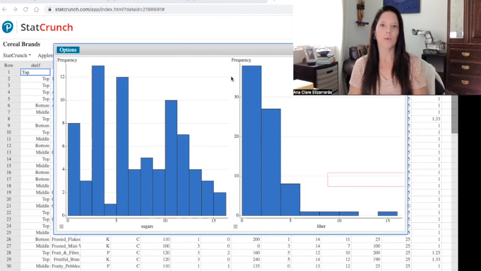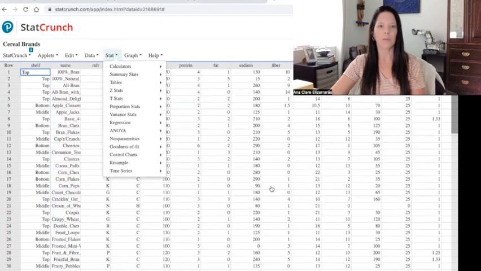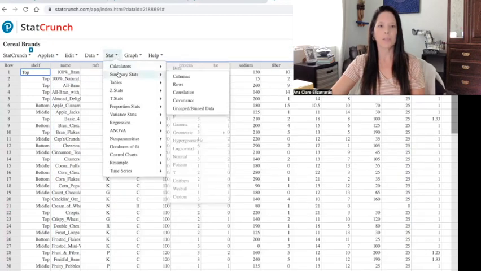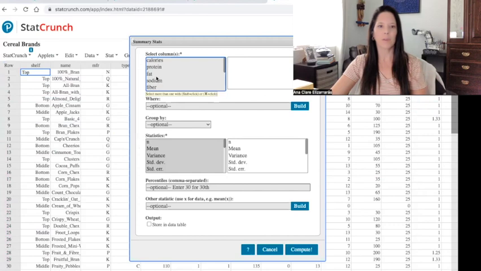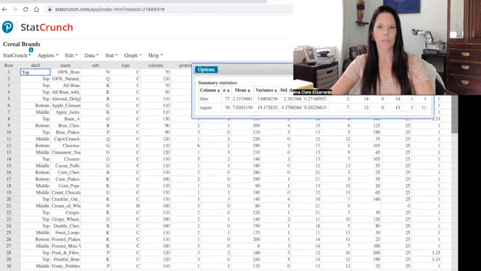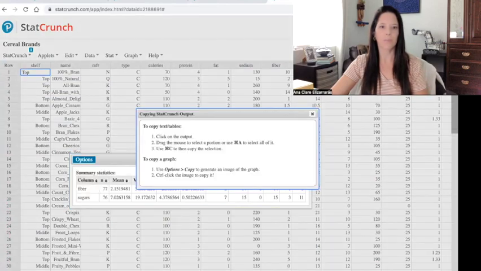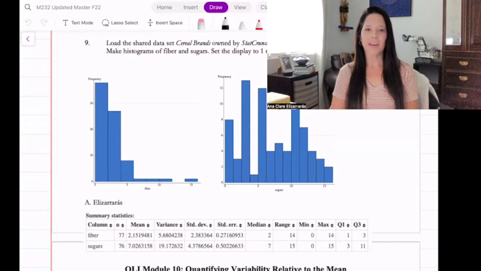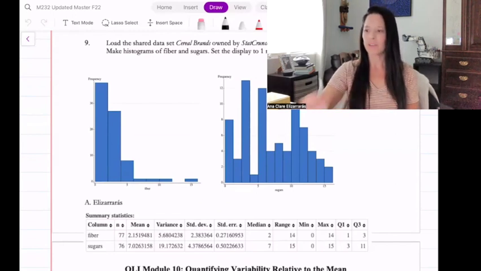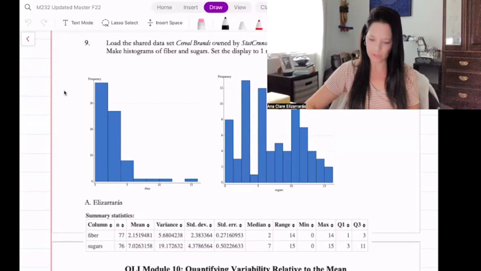One thing I do know is that we're also going to be using summary statistics. So I'm going to go ahead and calculate those summary statistics and head over to the notes to copy and paste those as well. I'm going to go to summary stats by column for fiber and sugars, and copy and paste those as well. Okay, now we have our 2 histograms and our summary statistics. We can answer the questions below.